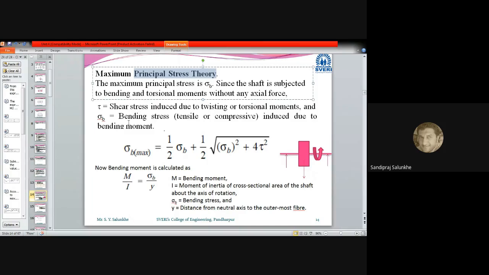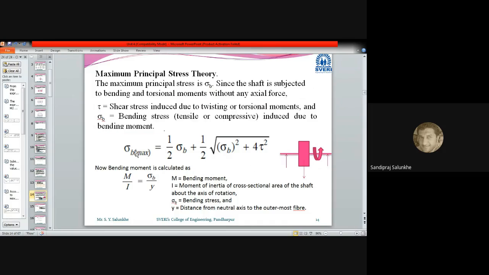So for maximum principal stress, let us consider that tau is nothing but the shear stress which will be induced due to the twisting or torsional moment in that shaft. And sigma b is the bending stress. Normally it is tensile or compressive, which we know as a principal stress. If this tensile or compressive stress exceeds, then failure is going to occur. That is what principal stress theory suggests. So sigma b is considered as a bending stress, tensile or compressive, induced in that shaft.